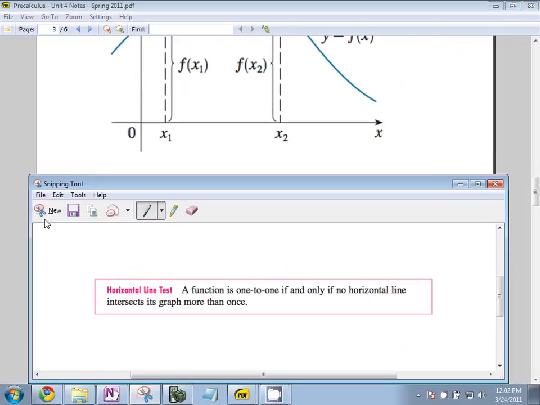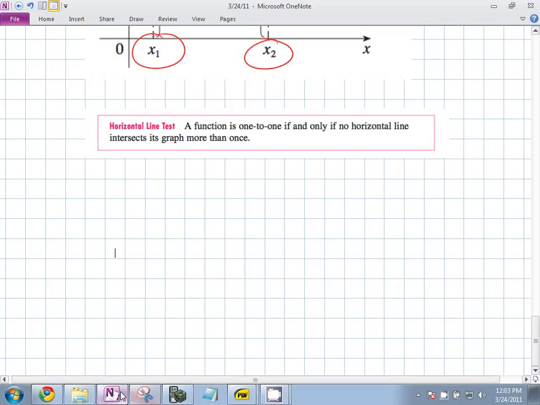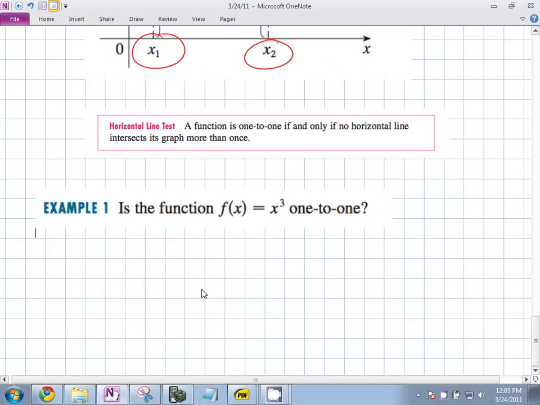So, without saying it out loud, just think about this in your head. Think about what the graph of x cubed looks like, and then answer the question in your head: is that one-to-one? Without saying it out loud. What do you think? Is it one-to-one? Who thinks no? It's not one-to-one. Who thinks yes? It is one-to-one.